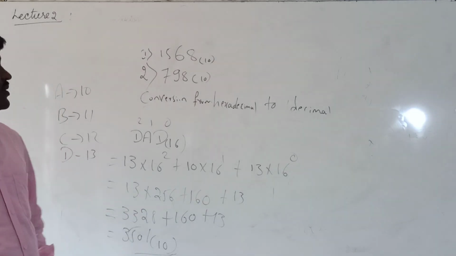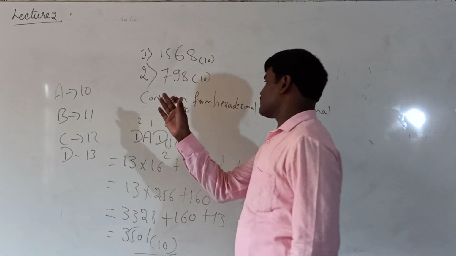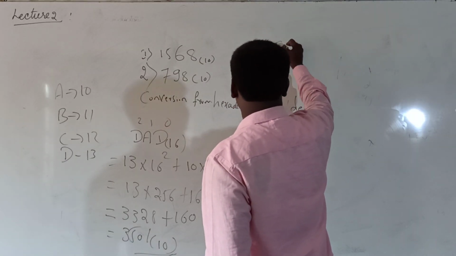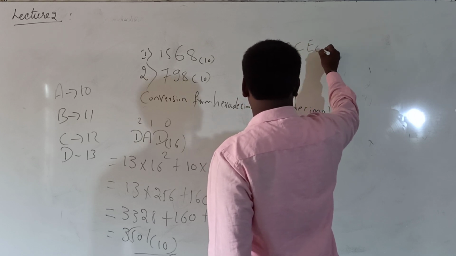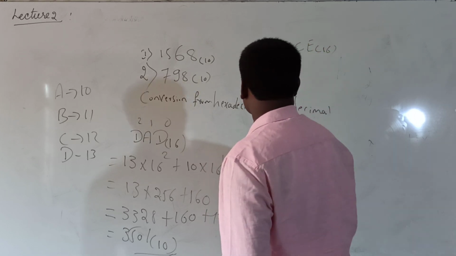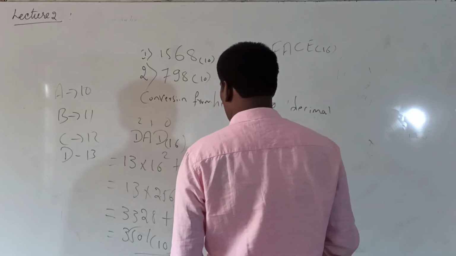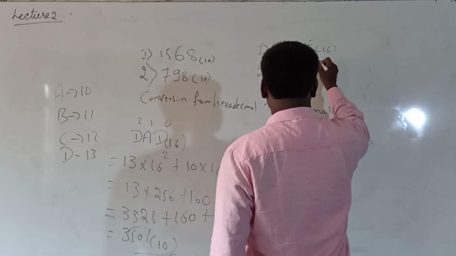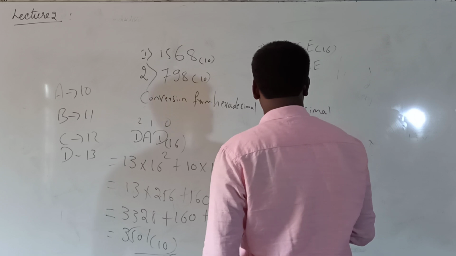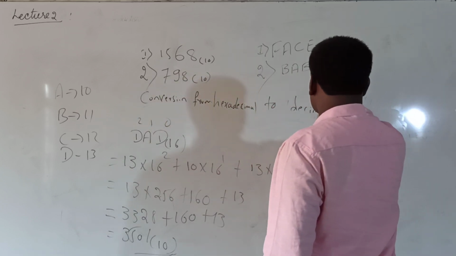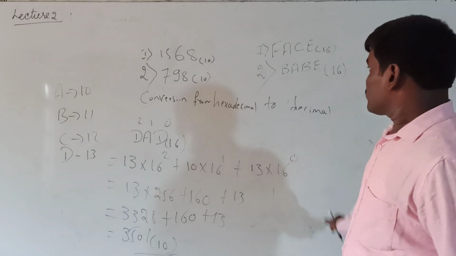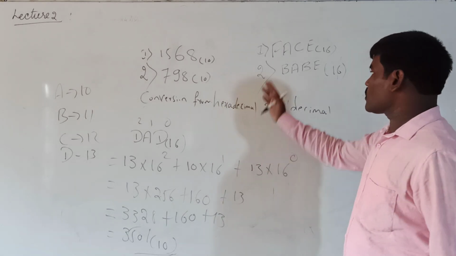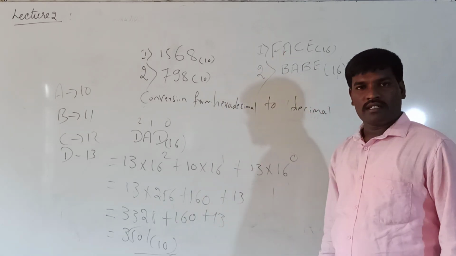In the same way, I will give some examples for conversion from hexadecimal to decimal. You can try. First example is FACE, F-A-C-E. Second one is BABE, B-A-B-E. You have to convert these two examples into decimal.